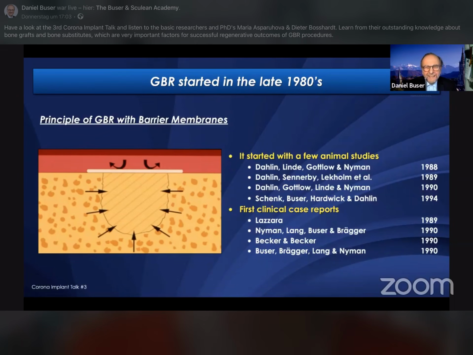Here you see that this development, a tremendous development, started in the late 1980s. And you see the original papers from Gothenburg that initiated this interest, and then also the first clinical case reports from 1989 on. You see a very old graph here that shows a bony defect schematically. On top is a barrier membrane, and on top is the mucosa. So the goal was to physically separate the defect from the soft tissues to allow those components of the tissue that can form the bone to do the job.